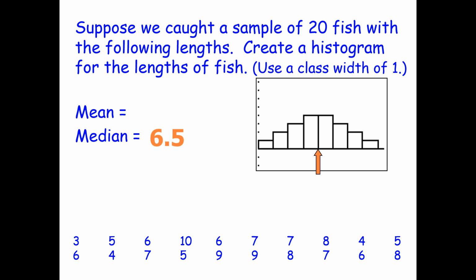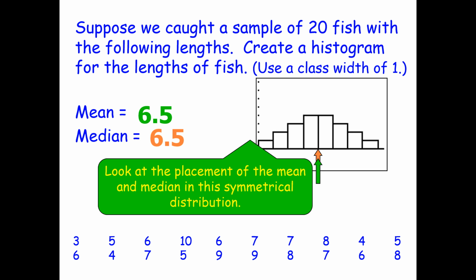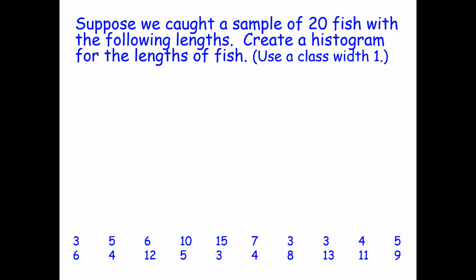So here we get a median of 6.5. And we get a mean of 6.5. Look at the placement of the mean and the median in this symmetrical data distribution. What do you notice about them? We see that they're in the same place. Now, suppose we caught a sample of 20 fish, and this time we have these distributions.